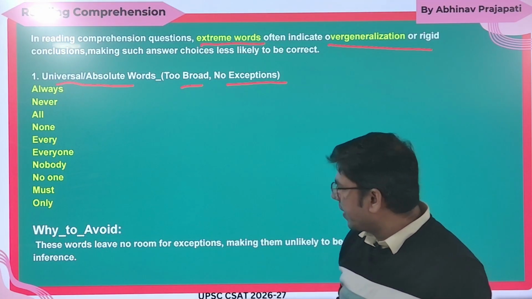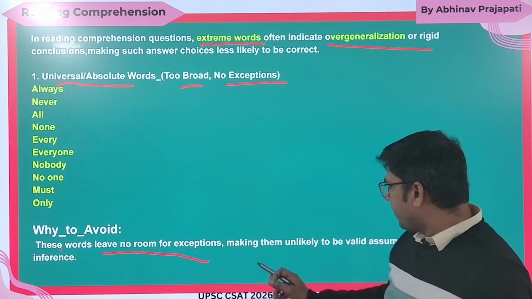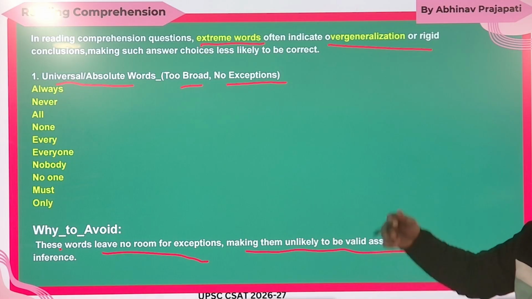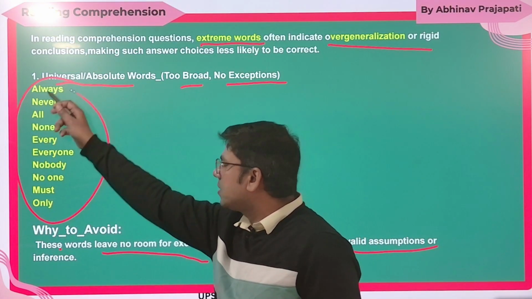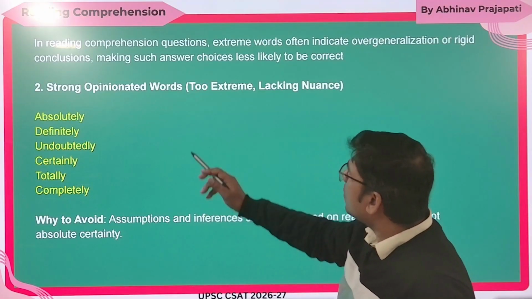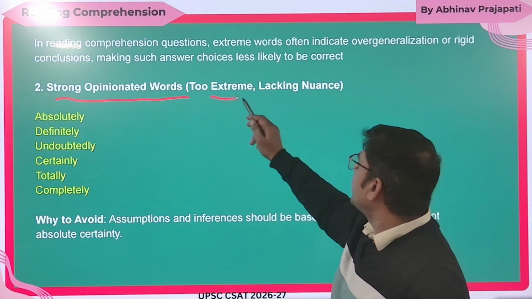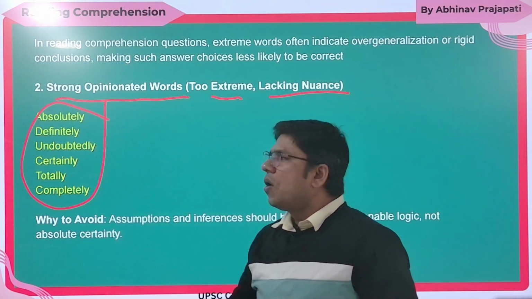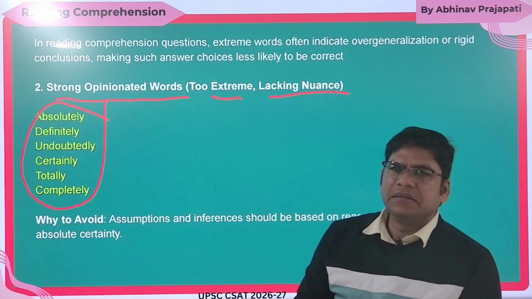Why avoid them? These words leave no room for any exceptions, making them unlikely to be a valid assumption or inference that can be drawn from the passage. So remember these words and avoid them. Now the second point is strongly opinionated words, too extreme, lacking nuance: absolutely, definitely, certainly, totally, completely.